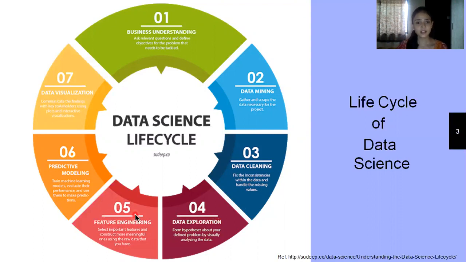Then comes feature engineering. It means whatever features you are interested in, you have to extract from the data. In the linear regression model, we have seen there are lots of columns in our data set, but we were interested in only 4 columns. So we used only 4 columns from the whole data set. This is what is called feature engineering. Over here you have to select the important features and construct meaningful ones from the raw data.